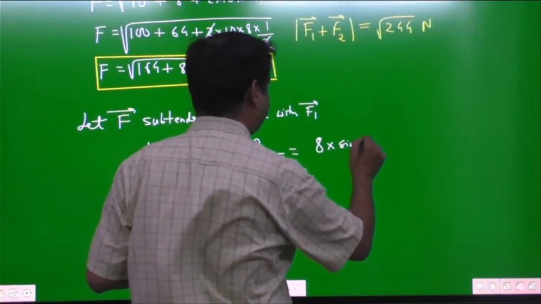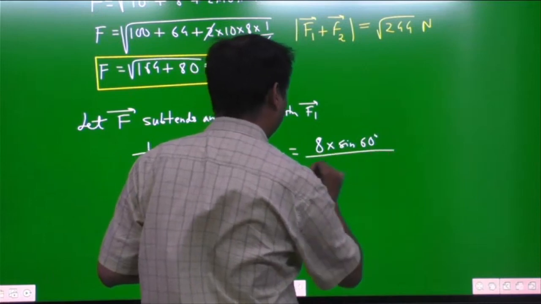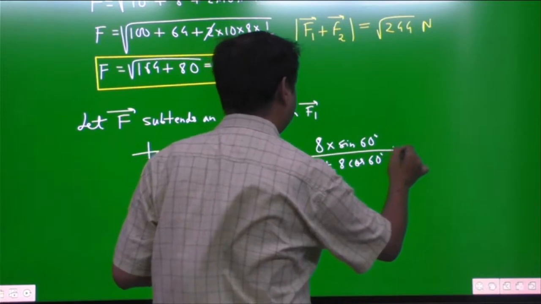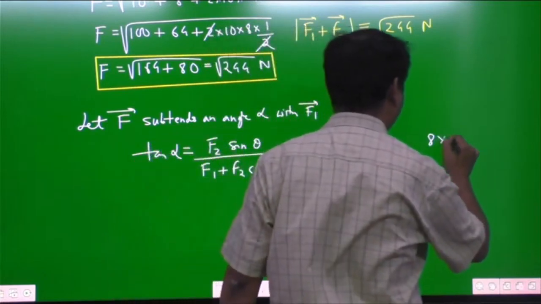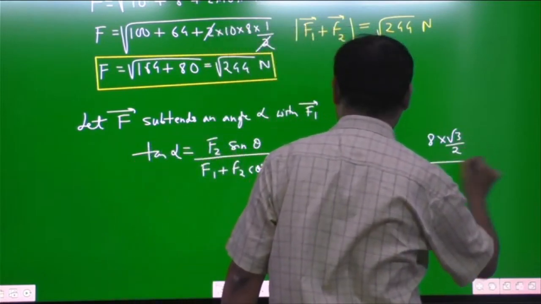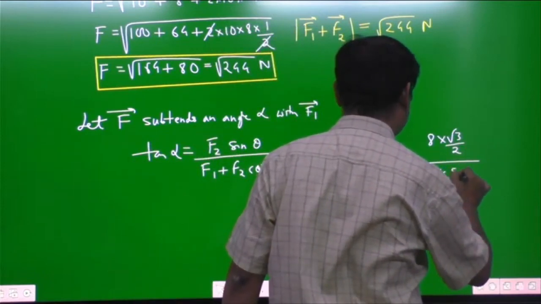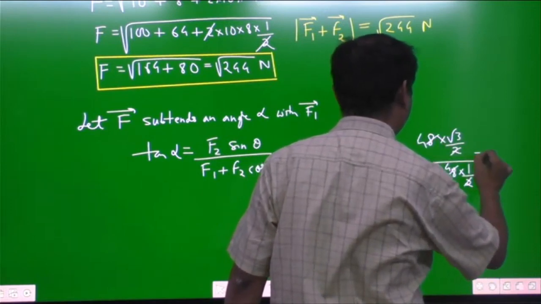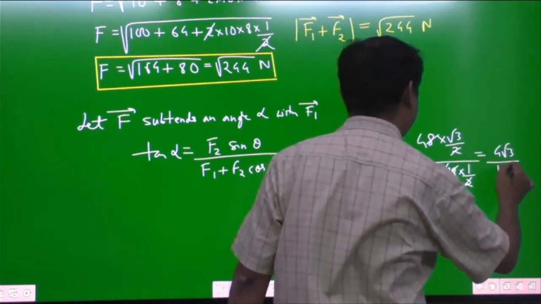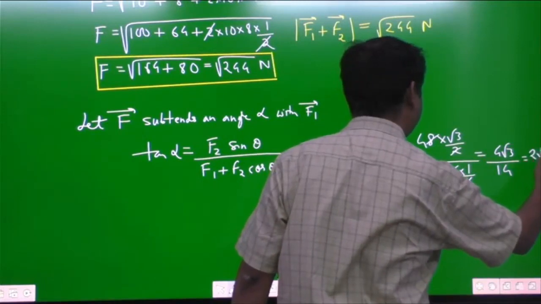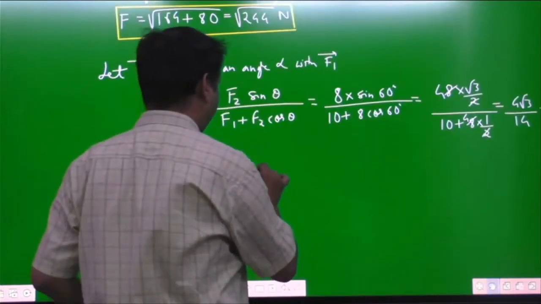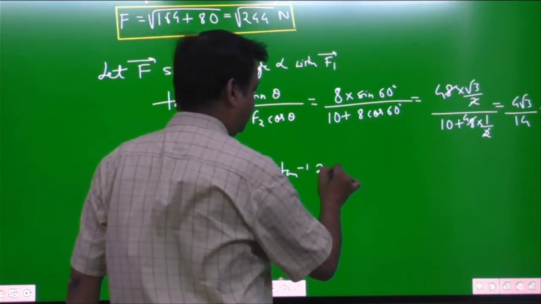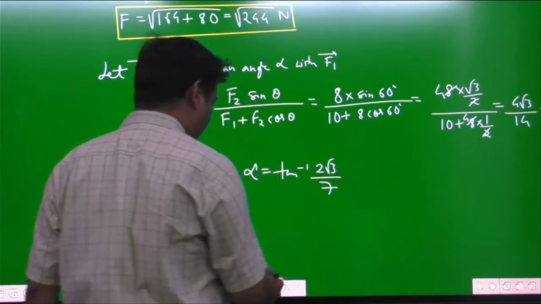Theta is 60 degree. So 10 plus 8 cos of 60 degree. Now we know sine 60 degree is root 3 by 2 and cos of 60 degree is half. So the numerator will come to be 4 root 3, the denominator will come to be 14. So we'll get 2 root 3 by 7. So alpha will come to be tan inverse 2 root 3 by 7. This will be your answer.